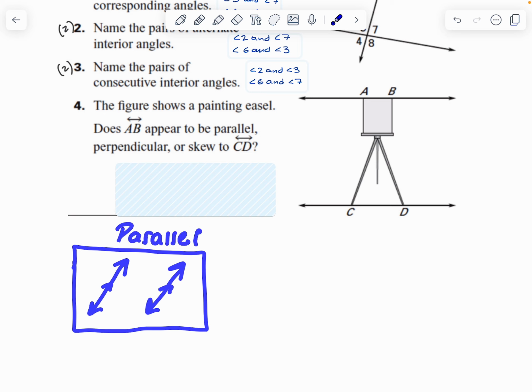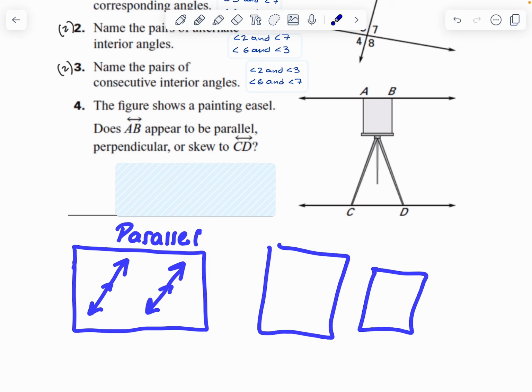Parallel lines are on the same plane and they don't intersect. But skew lines are on different planes and they don't intersect. So they're on different planes and they don't intersect. That's skew.